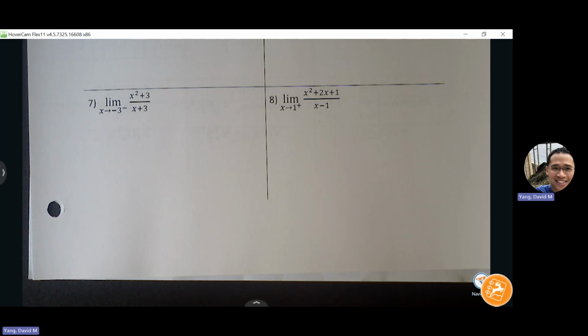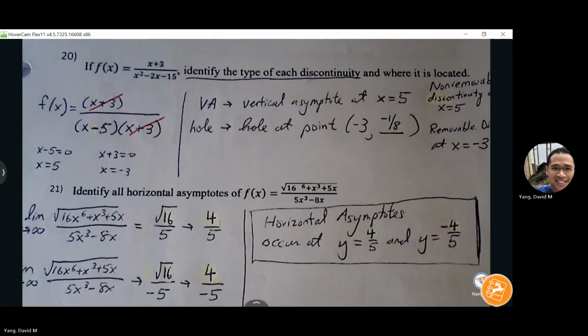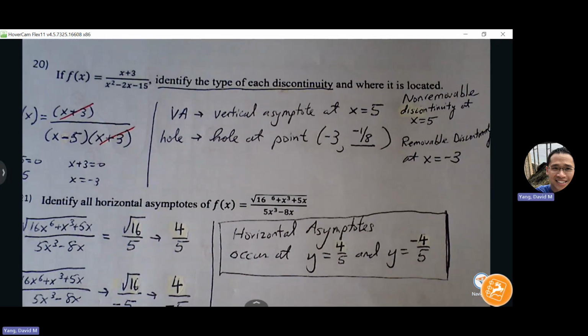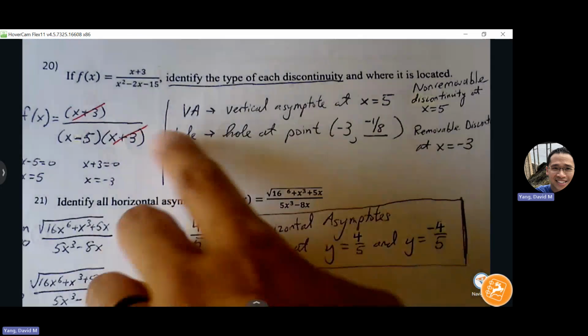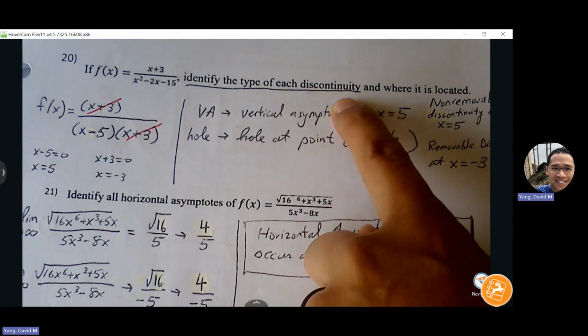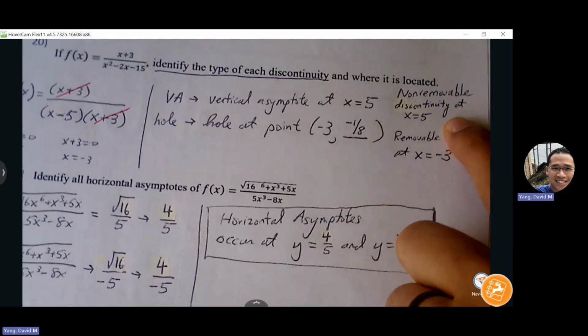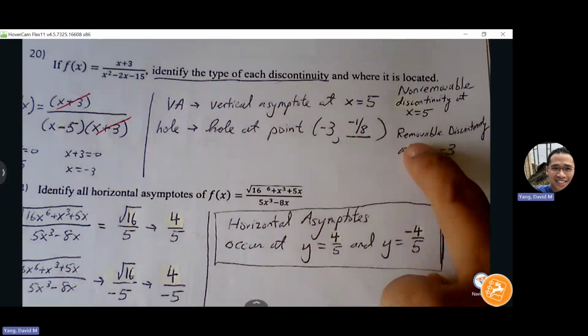Okay, everybody okay? First two pages? A couple of changes that I want to add to my key, and make sure to fix typos as well. For number 20, it said identify the type of each discontinuity. I should have named them. So a vertical asymptote is a non-removable discontinuity, and a hole is a removable discontinuity.